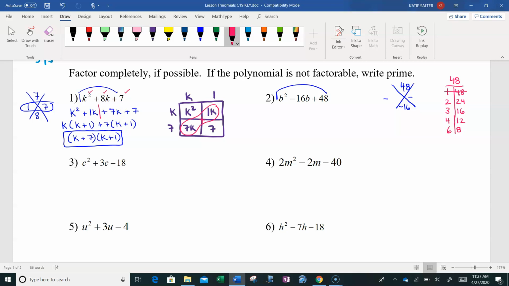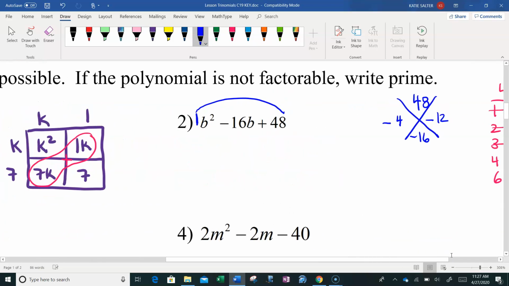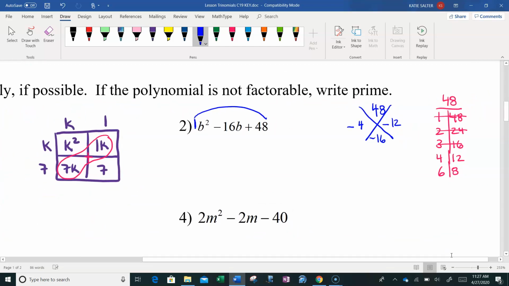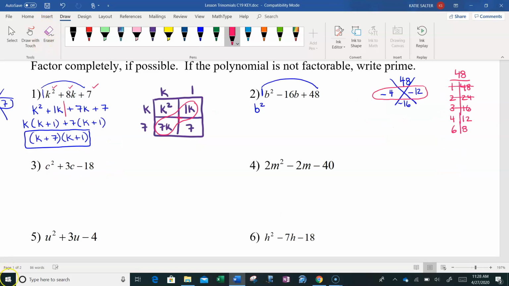So that's not going to work, that's not going to work, that's not going to work. Ooh, what about this 4 and 12 right here? If we had -4 times -12, it would multiply to +48, and it would add to -16. So I think we found our factors. So the first thing we're going to do is copy down the first term. Then we're going to rewrite this middle term as two terms using these factors right here. So we'll have -4b minus 12b, and then in the end plus 48.